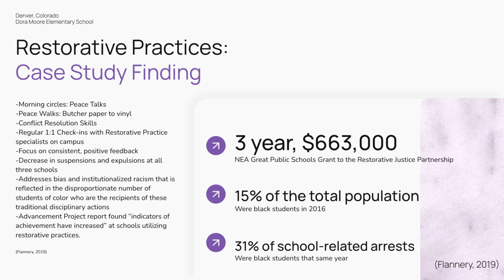All right, so that case study that we keep talking about. Doramore Elementary School is in Denver, Colorado, and it is one of 3 schools that received a 3-year, $663,000 grant from the NEA Great Public Schools to the Restorative Justice Partnership, the RJP. They received this phenomenal grant that they have now been using to really put a focus and shift to implementing restorative practices into their school.